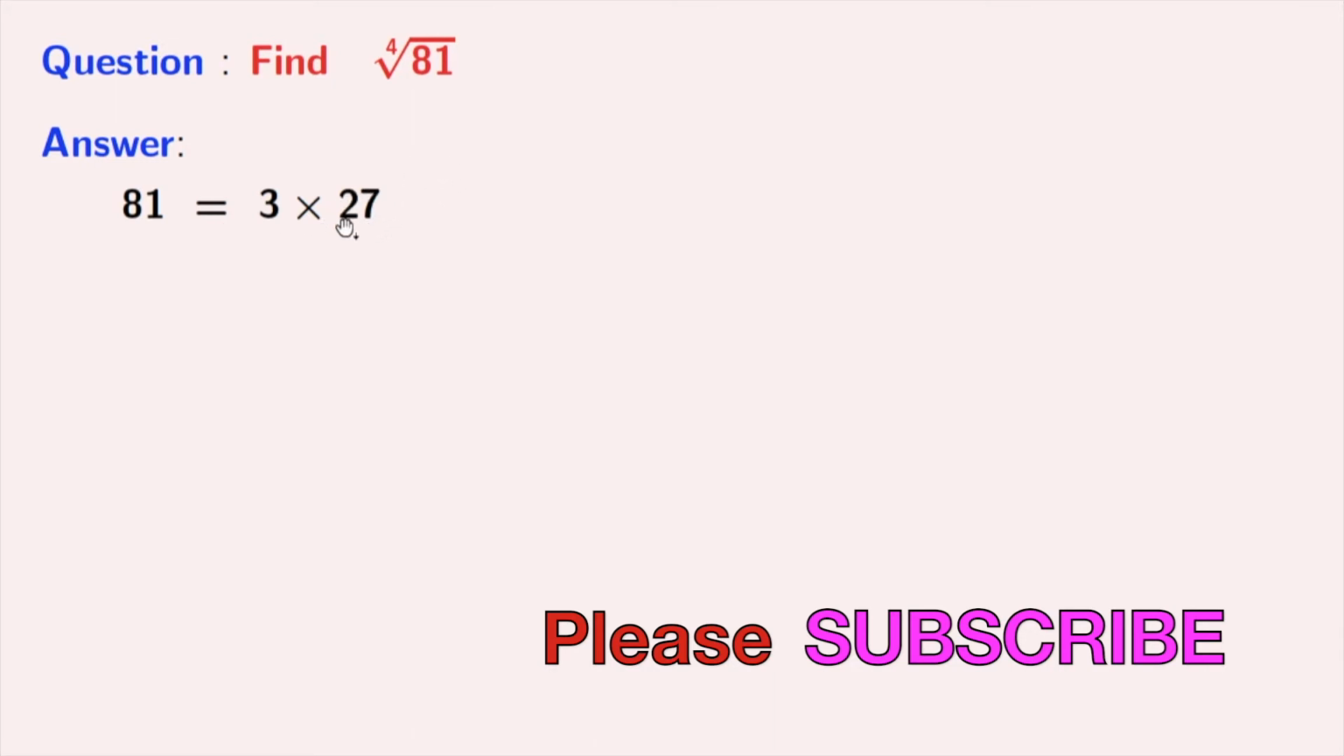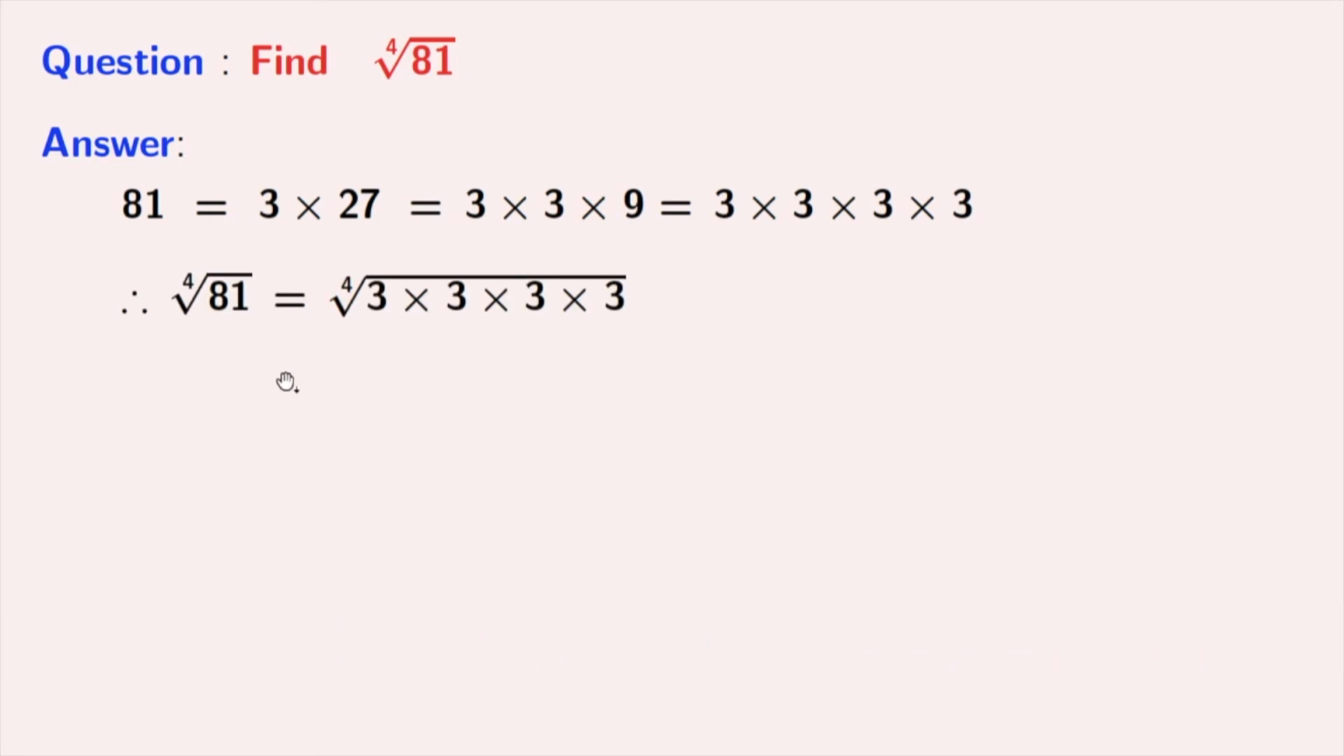Now, to factorize 27, we will follow the same rule and we will have 3 times 9. That means we now have 3 times 3 times 9. And we know that 9 is also equal to 3 times 3. So we have 81 equal to 3 times 3 times 3 times 3. Now we will take the fourth root on both sides. And taking that, we have the fourth root of 81 is equal to the fourth root of 3 times 3 times 3 times 3.